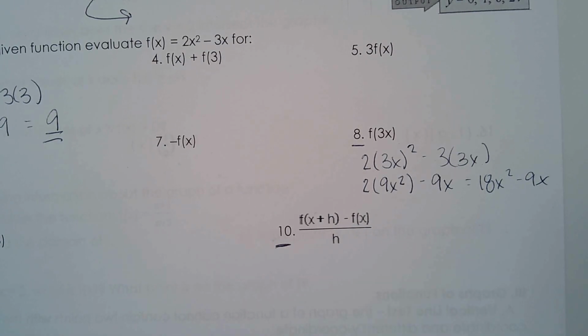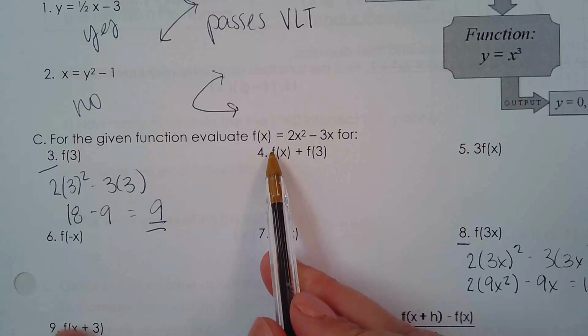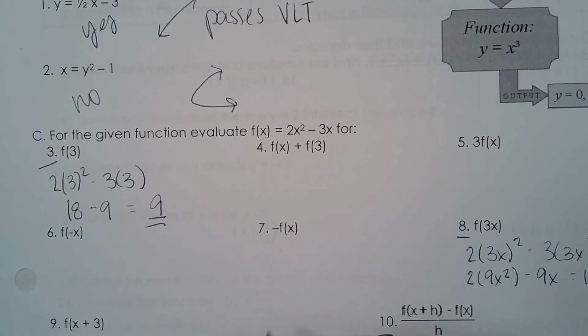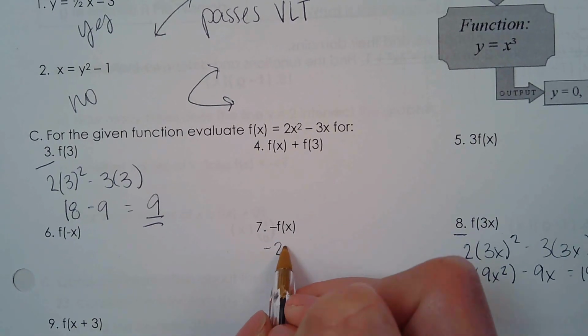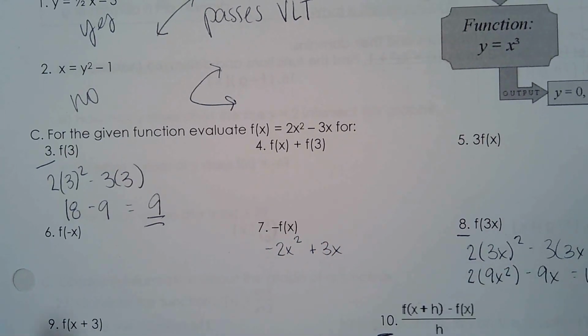Yeah? All right, so for 7, it has a negative sign outside f of x. So what do we think we would need to do? Whole thing negative. So instead of a positive 2x squared, what are we going to have? Negative 2x squared. And instead of a negative 3x, what are we going to have? Positive 3x. Can we actually do 6 as well?